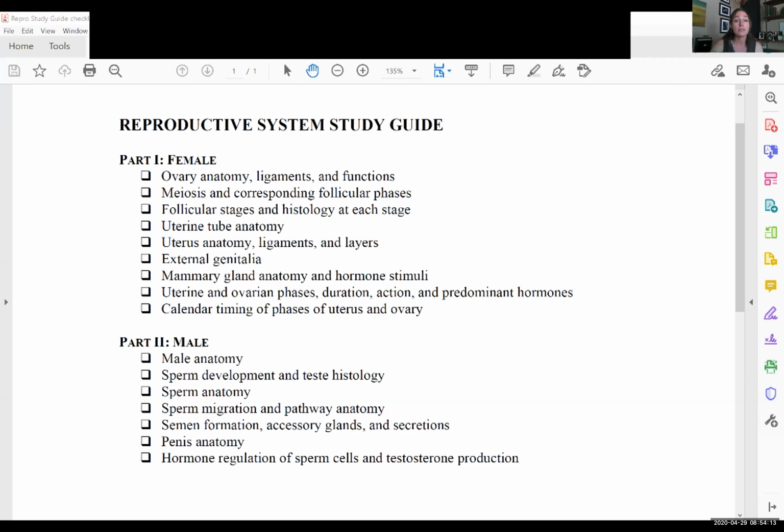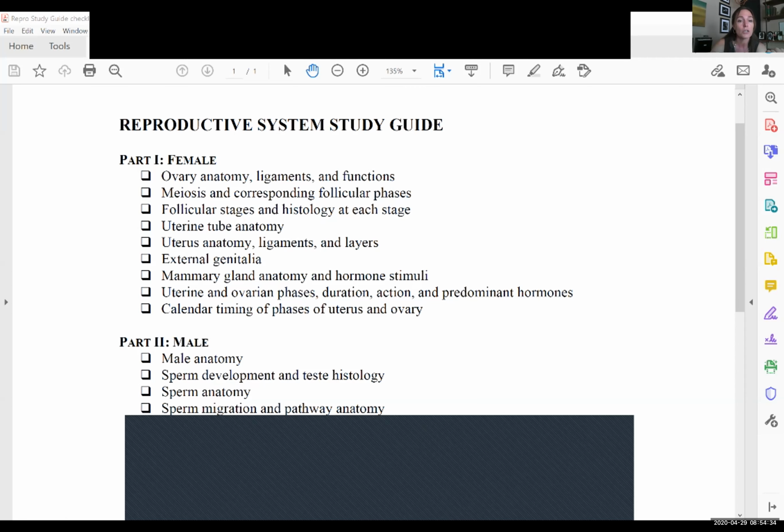Then meiosis and the corresponding follicular phases. So you have to know for the female, and you should know meiosis, but male meiosis is easy. Female meiosis just takes forever to get done. So it is in a halted state of meiosis. In the female reproductive tract, it's not developing, it's not going to be completed. It actually stops in meiosis 1.